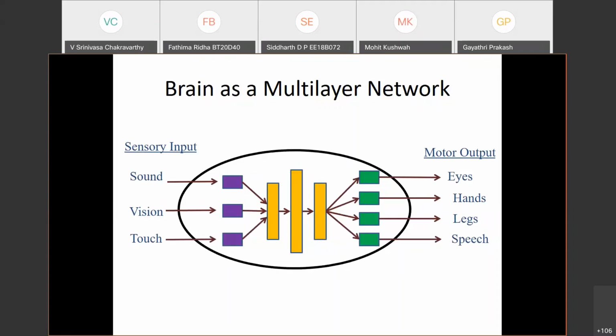Now let us unpack this further. The sensory input is not just one general input; there are different kinds of sensory input. You can have auditory input, or sound input. You can have visual input, or vision. You can have tactile input, or somatosensory input, which we normally call touch. So all these come to different parts of the brain. These are like input ports of the brain, right?